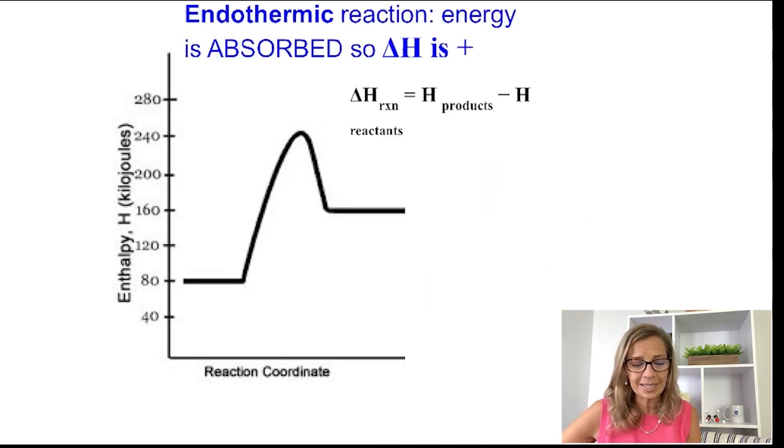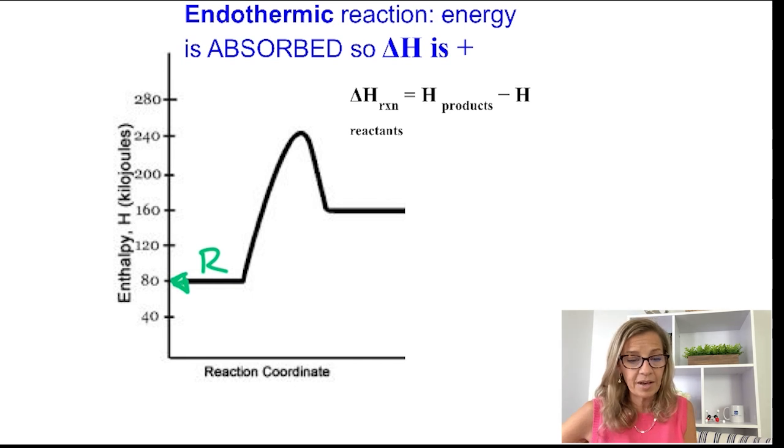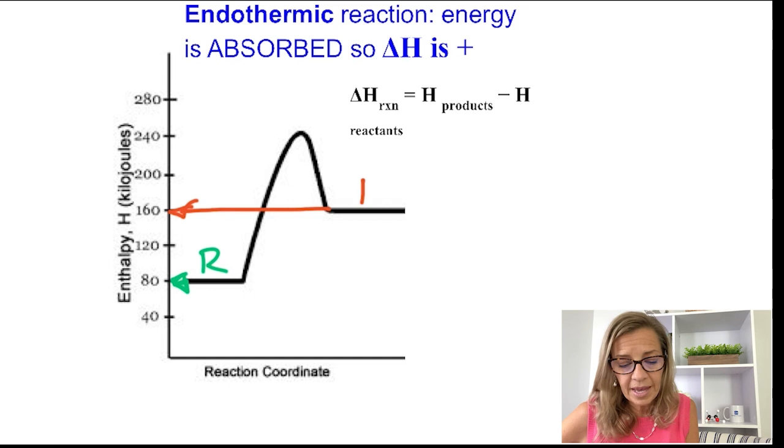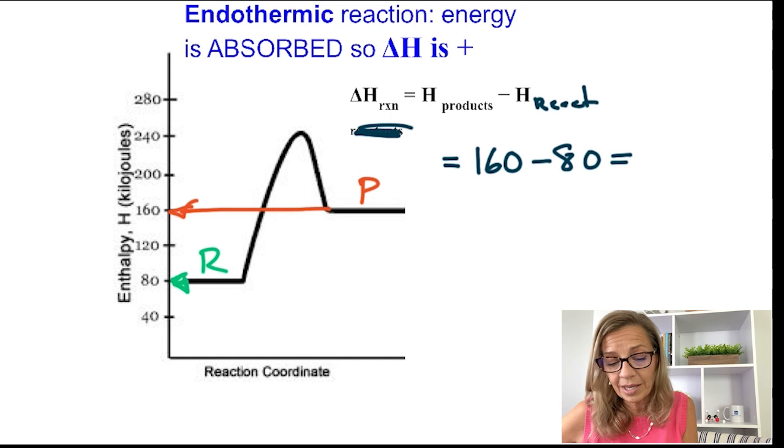This one makes a little bit more sense. So we're going to start off with our reactants. I'm going to put that down here. And our reactants have an enthalpy of 80. And then when we're done, our products are up here, and they have an enthalpy of 160. So the enthalpy change for this reaction would be the enthalpy of the products, which was 160, minus the enthalpy of the reactants, which was 80. And so our change in enthalpy is going to be a positive 80, and our unit is kilojoules.